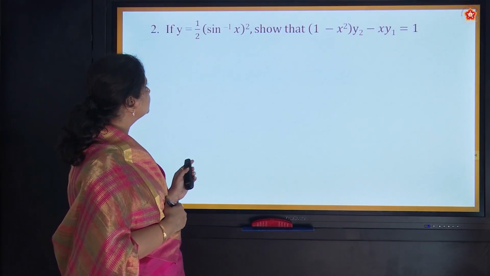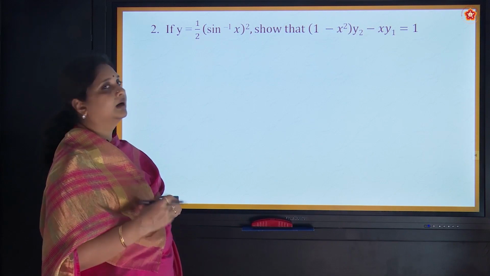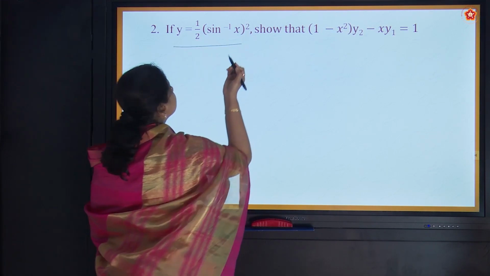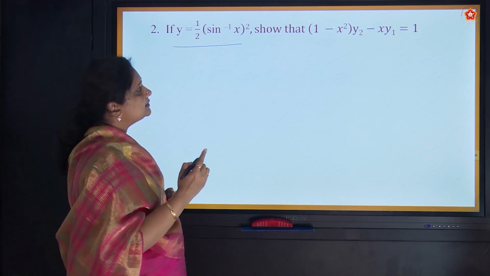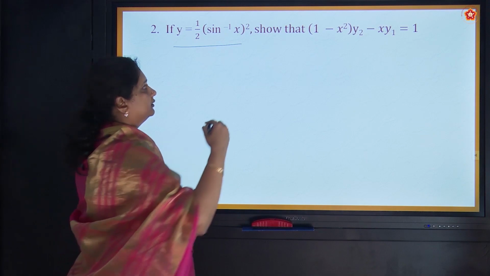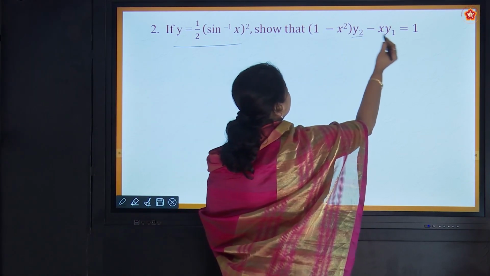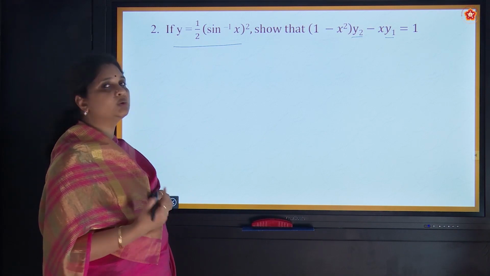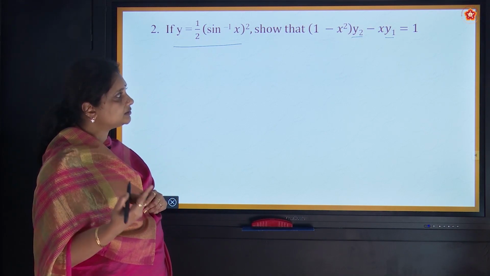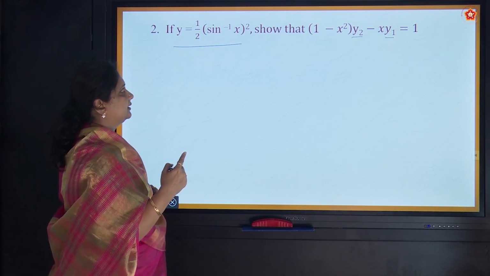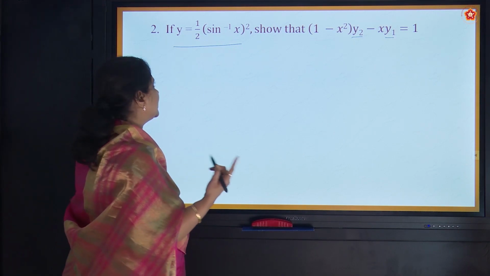Let's move on to the next one. Here it says y is equal to half sine inverse of x the whole square. Show that 1 minus x square into y2 minus x into y1 is equal to 1. What is y2 and y1? Y1 is your dy by dx and y2 is your d squared y by dx squared. The first order derivative is also expressed as y1 and the second order derivative can be expressed also as y2.